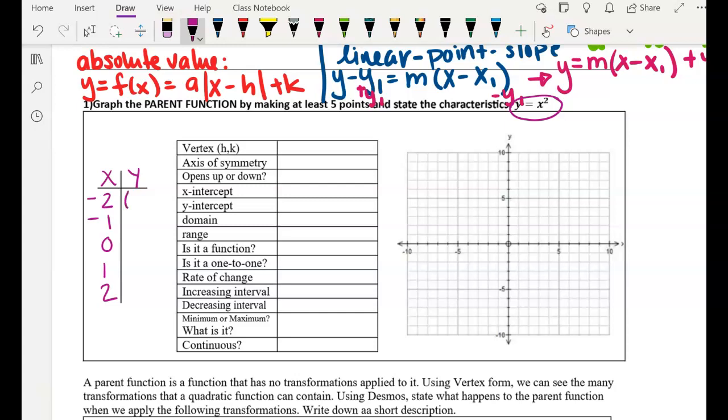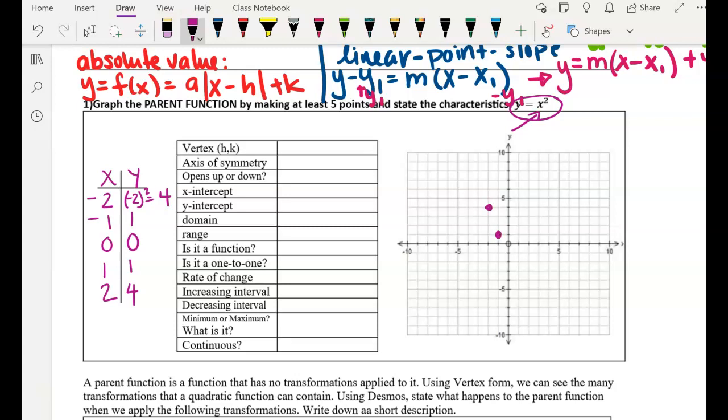So from our recollection, if you have a -2 in the quantity squared, that should be 4. -1 in the quantity squared, this will be 1. 0 squared is 0. 1 squared is 1. Remember, we're supposed to plug it back in there. And then 2 squared is 4. We can easily plot this out. -2, up 4; -1, up 1.